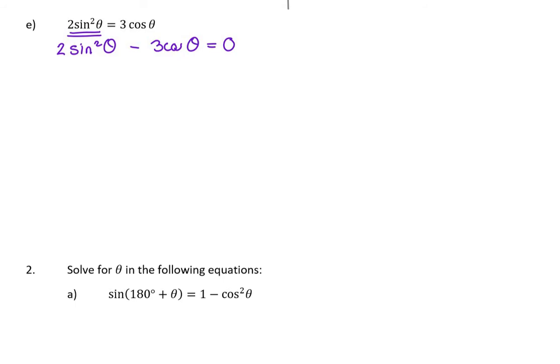What makes this different from everything else we've done so far is that this is our first example where we have a mixture of trig ratios. I see this because I see sine squared and I see cos, which means I'm mixing. Now it's very, very rare that you're going to want to solve an equation with a mixture without getting rid of the mixture.